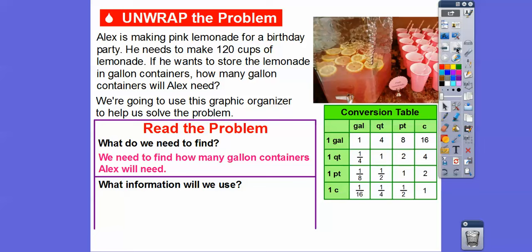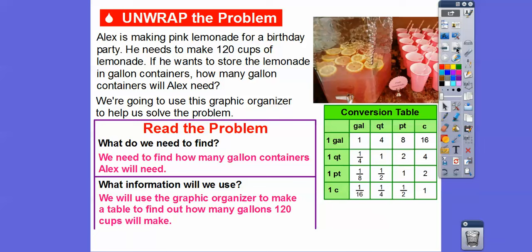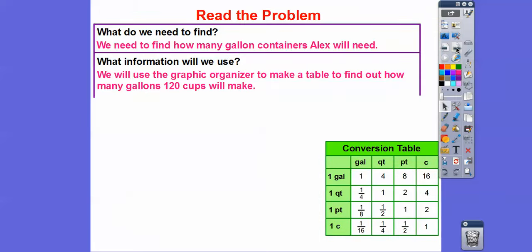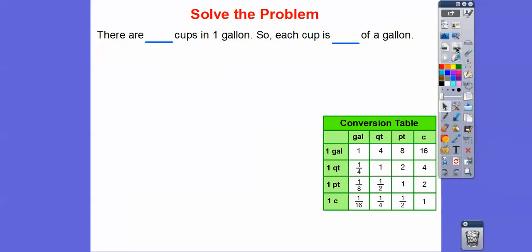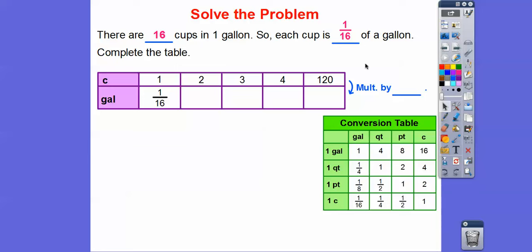So what information are we going to use? We're going to use the graphic organizer to help make a table to find out how many gallons 120 cups will make. One more: how are we going to use this information? Well, we're going to make that table to show the relationship between the number of cups and gallons. So how many cups were in a gallon? There were 16 cups in a gallon. So each cup ends up being 1/16 of a gallon. So we're going to complete this table.